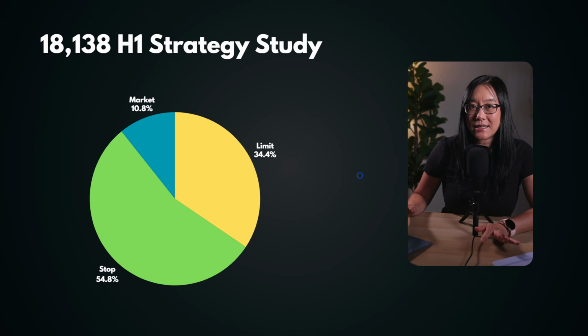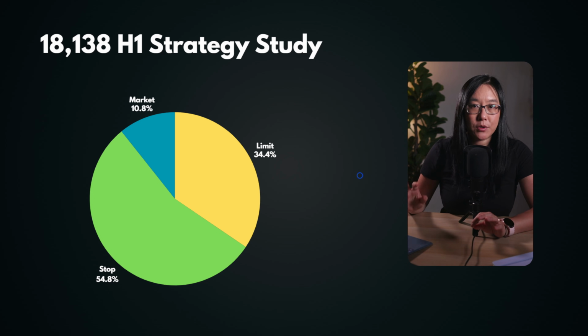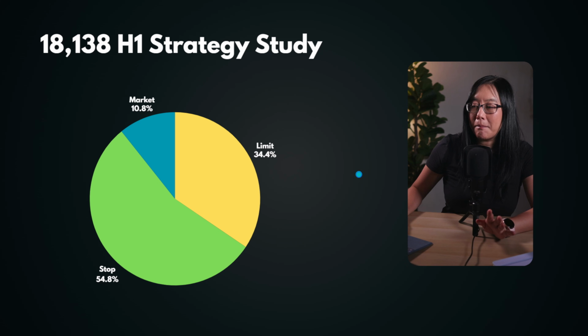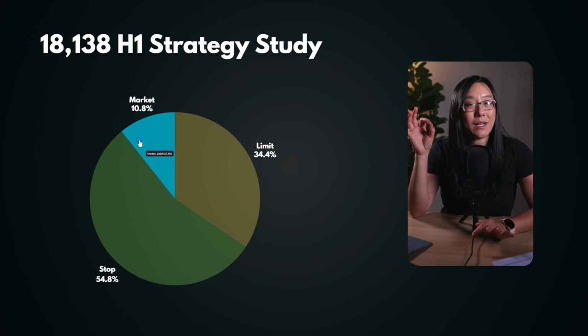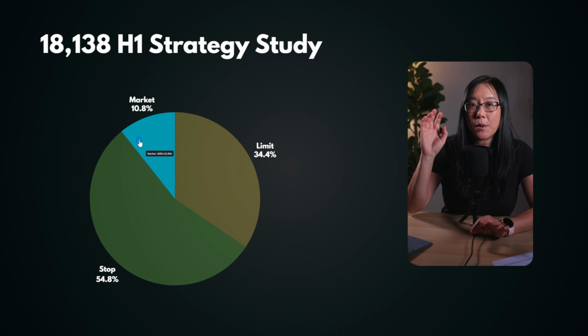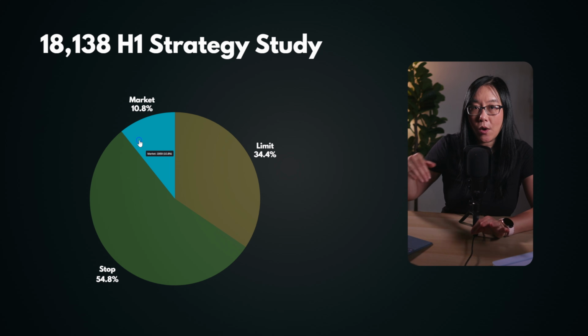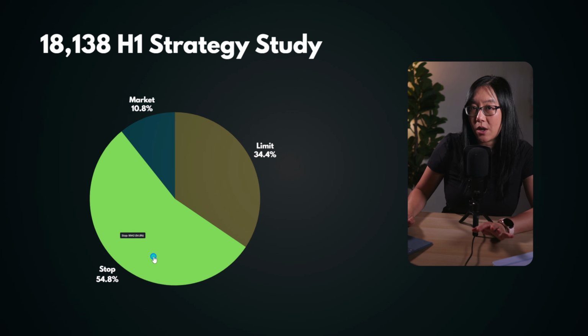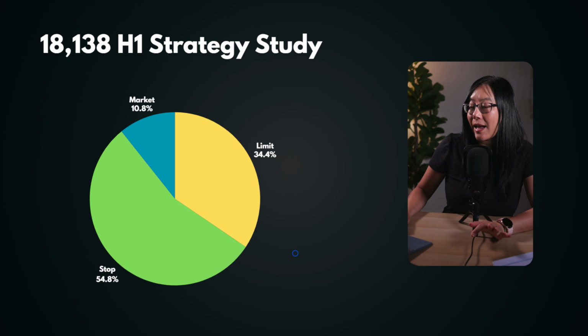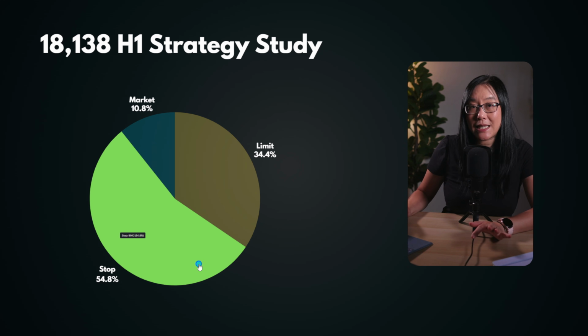In a recent study that I did of 18,138 profitable strategies over the past 13 years, I found that market orders are the least profitable of the 3 types, which means if you want to maximize your profits, you should place your orders above or below the current price, not where the price is currently. So you should use limit orders or stop orders instead. So let's take a look at limit and stop orders in more detail.